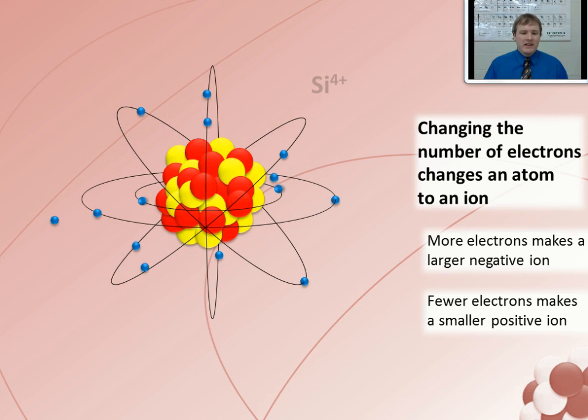So now you know why electrons are important. Electrons cause an atom to react and bond with other atoms around them. Electrons are the part of an atom that holds atoms together in chemical arrangements. And if an atom gains or loses electrons, it forms a positive or a negative ion.